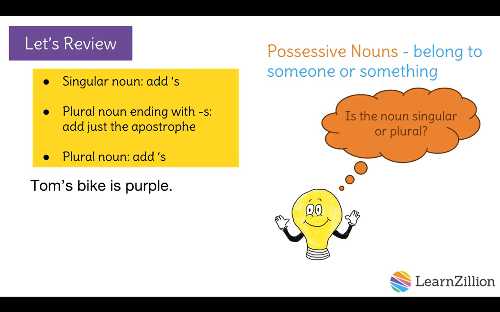Tom's bike is purple. Bike is a singular word. The bike belongs to Tom. Since Tom is one person, it is a singular noun. We just add apostrophe S to make it possessive.